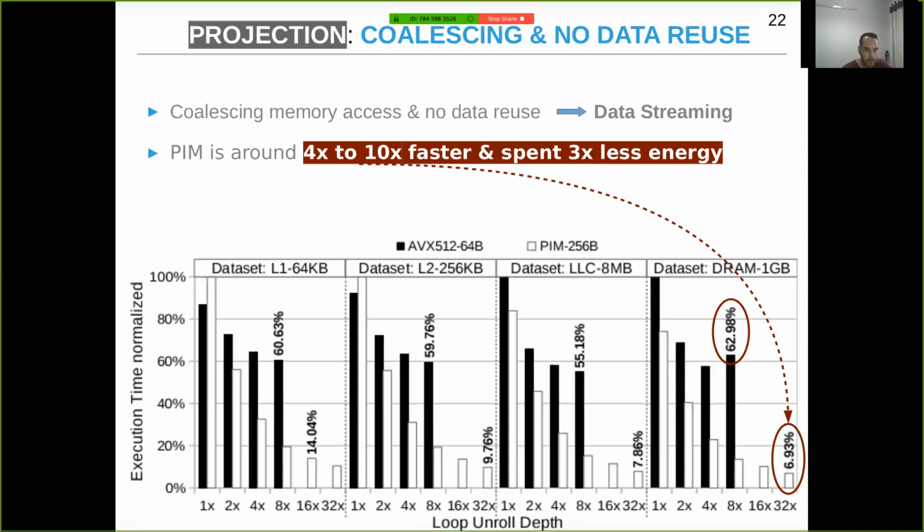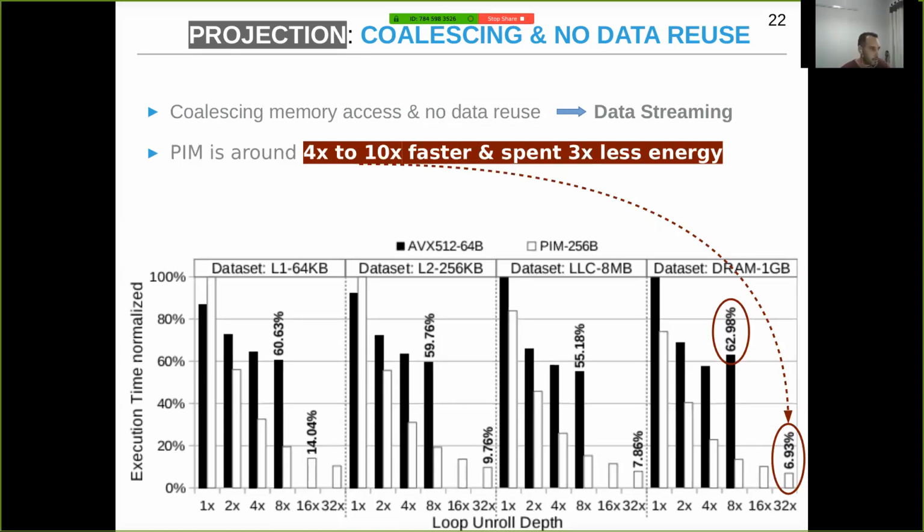And for these operators, the execution in processing-in-memory is very fast compared to the CPU processing, around 4 times up to 10 times faster, with a high energy saving. And the reason behind that is that both operators have coalescing memory access and no data reuse at all, which means that they have data streaming behavior. And PIM is very good for this kind of application.